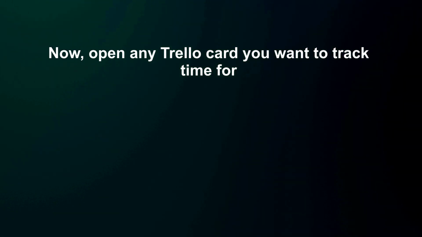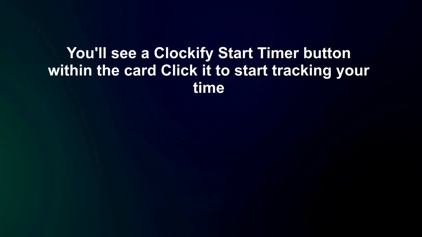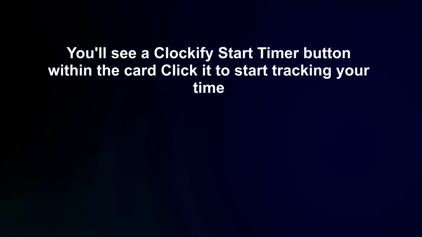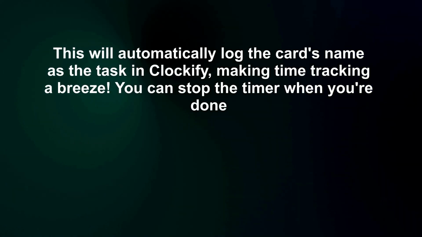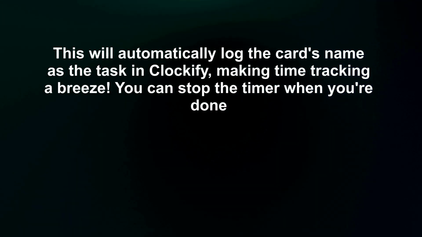Now, open any Trello card you want to track time for. You'll see a Clockify Start Timer button within the card. Click it to start tracking your time. This will automatically log the card's name as the task in Clockify, making time tracking a breeze.